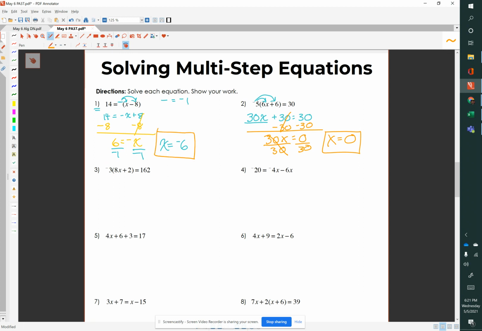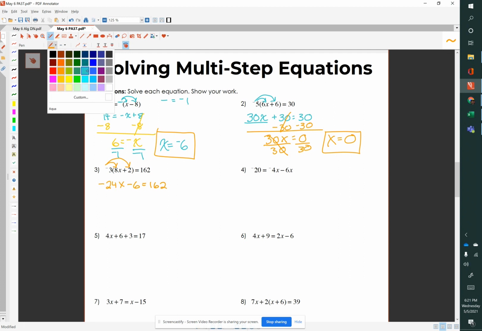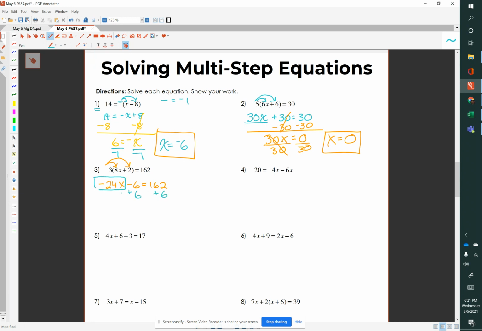So number 3, we have negative 3 times the quantity of 8x plus 2 equals 162. So we'll distribute that negative 3 first. 3 times 8 is 24, and that's a negative times a positive, negative 24x. And negative 3 times 2 is negative 6 equals 162. So now our next job is to add 6 to both sides so that we can isolate this term with 24x, and then we will eventually isolate x.